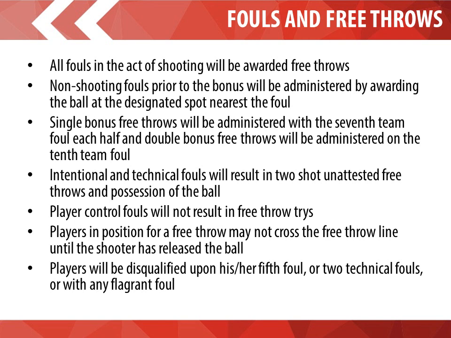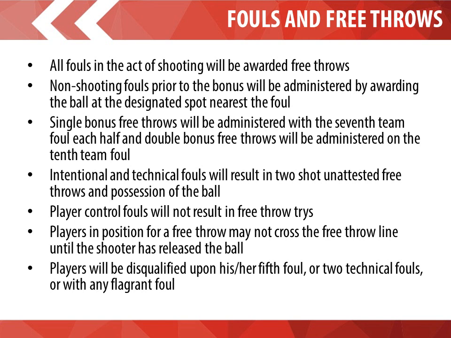All fouls in the act of shooting will be awarded free throws. The try starts when the player begins the motion which habitually precedes the release of the ball. That is the definition of the act of shooting. Non-shooting fouls prior to the bonus will be administered by awarding the ball at the designated spot nearest the foul. Single bonuses will be administered at the 7th team foul, and double bonus will be administered at the 10th team foul. Intentional and technical fouls will result in 2-shot, unattended free throws. That means 0 people in the lane besides the free throw shooter and possession of the ball. Intentional fouls will be taken out at the spot of where the foul occurred, and technical fouls will be taken out at half court.